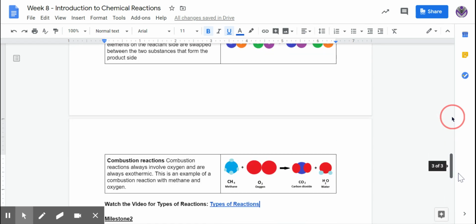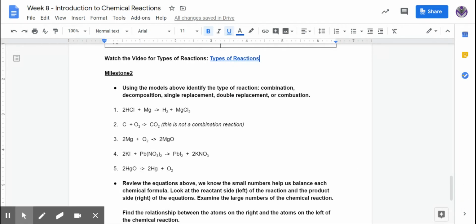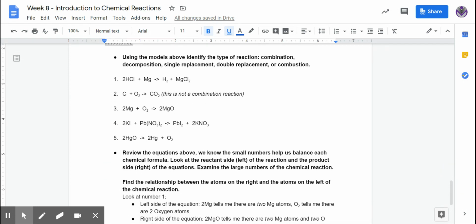The second milestone is just applying the different types of reactions to some specific examples. And then I want you to do a little bit of guesswork about what these larger numbers are. So what does this 2 mean here? This larger 2. We know what these small numbers are, they're called subscripts. That tells me how many atoms there are in one molecule. So what do you think these large numbers are?